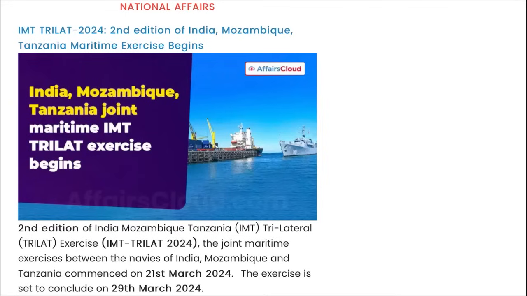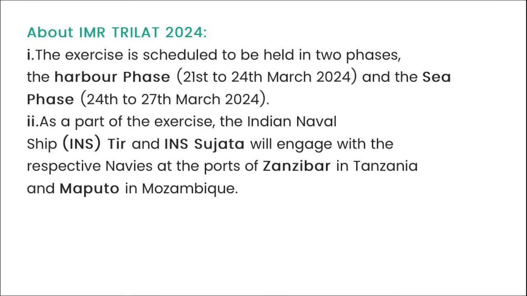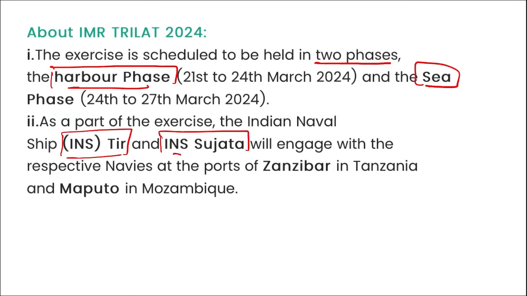Now let me show you here that this is the IMT Trilat, that is the second edition of the India, Mozambique and Tanzania trilateral exercise, and this started on 21st and will go on till 29th of March. Then this exercise is scheduled to be held in two phases. First is your harbor phase and second is your sea phase. As a part of this exercise, INS Tir and INS Sujata will engage in the exercise in the ports of Zanzibar in Tanzania and Maputo in Mozambique.